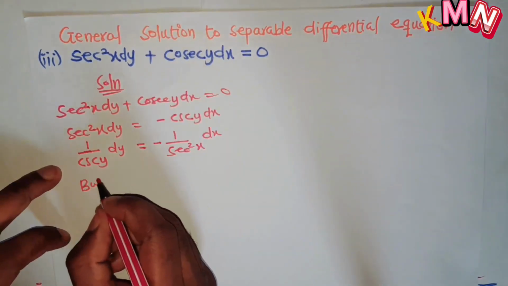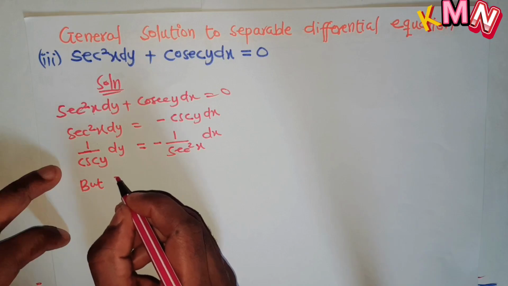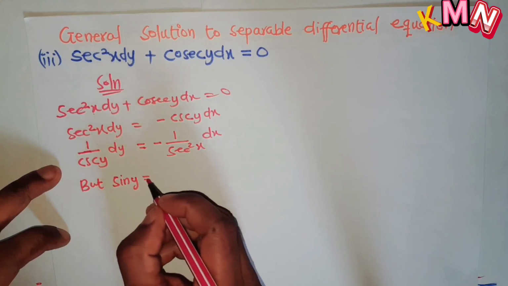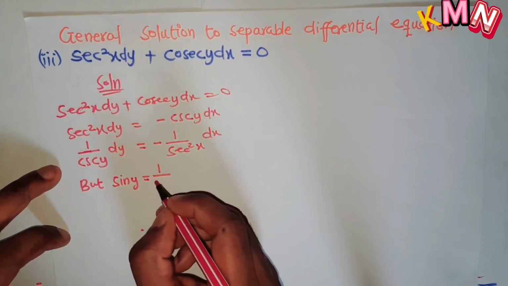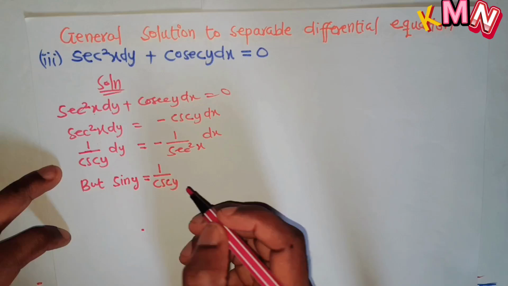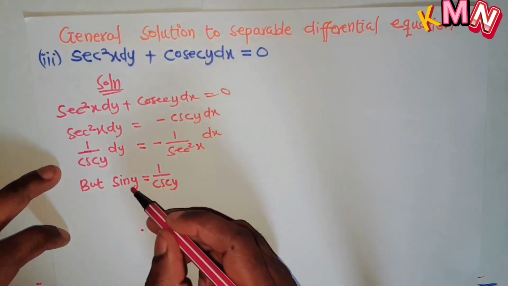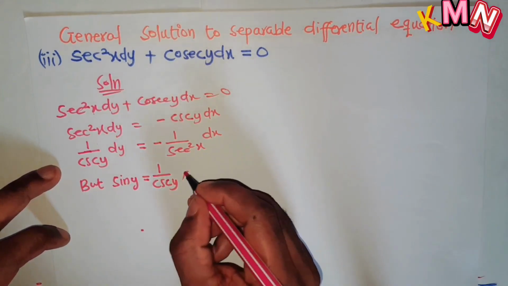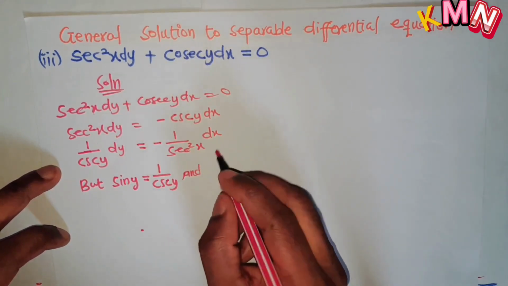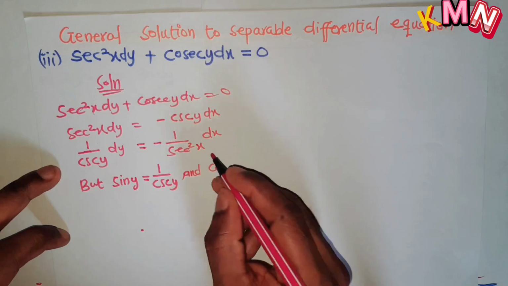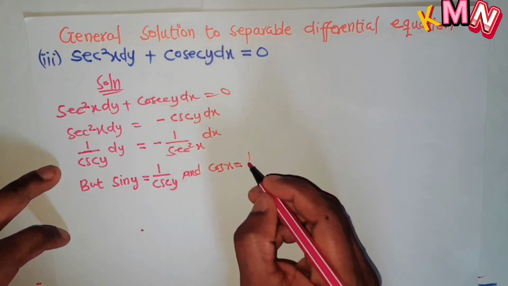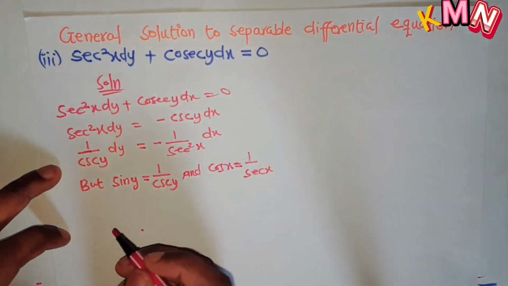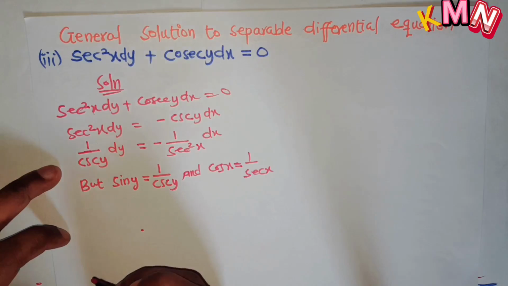But we know that sine of a particular function y is the same as 1 on cosec y. We learned that cosec y is the same as the inverse of sine. So if we make sine the subject, you get that. And also, we know that cos of an angle x is the same as 1 on sec of that angle. So if it is true, we can substitute that over there to make the work easy for us.